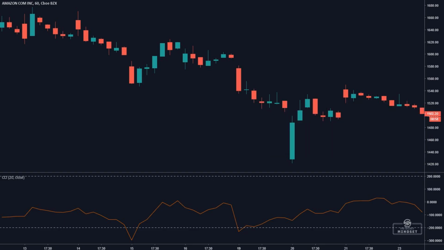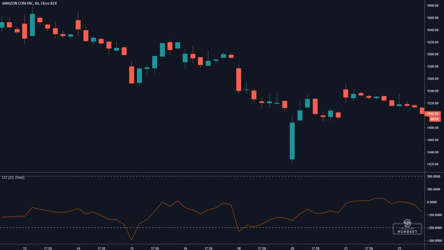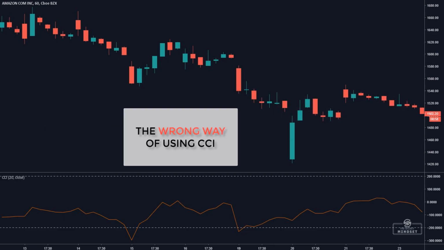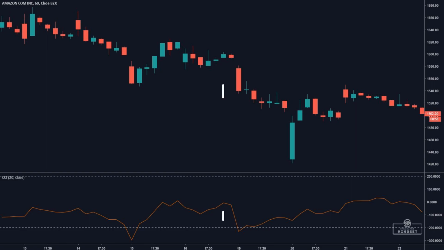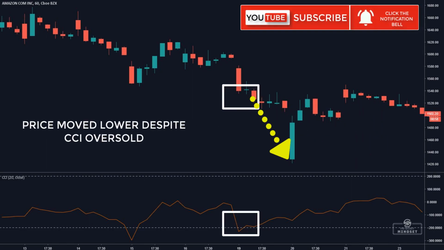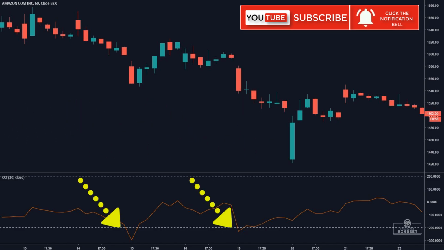Here's the first condition. The CCI must reach overbought or oversold conditions twice. The Commodity Channel Index is used by many people in a wrong way. When the CCI hits or exceeds values of -100 or 100, many traders interpret this as a signal to enter counter-trend positions in response to overbought and oversold conditions on the market. But sometimes the prices can stay a long time in these areas, and during this time they can continue to go higher or lower. That's why we need the CCI to reach overbought or oversold conditions twice.